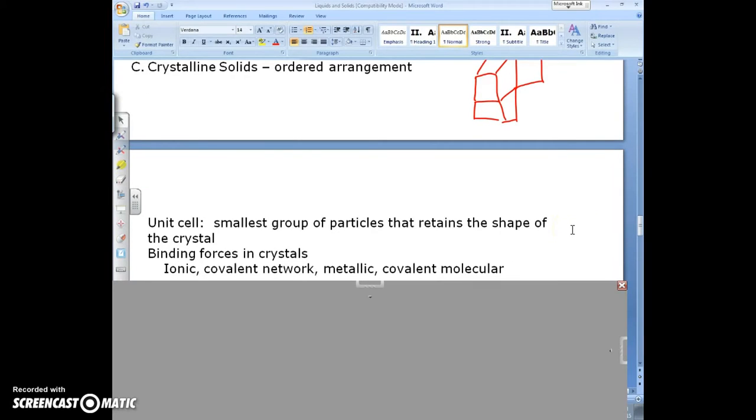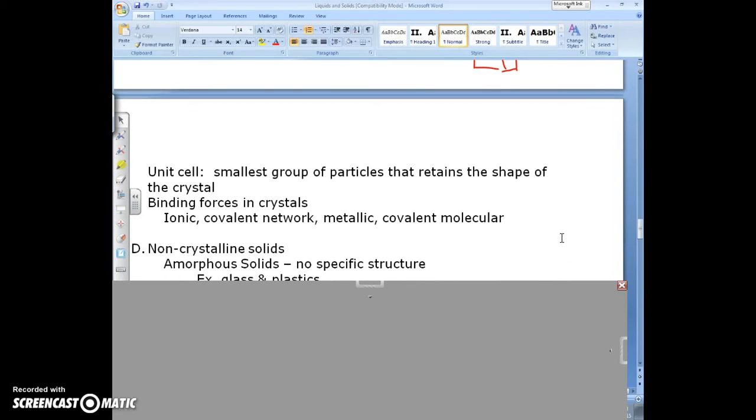Binding forces in crystals. We can have ionic crystals like salt crystals. We could have covalent network crystals like diamonds. We could have metallic crystals. You saw those being formed when we did that single replacement reaction where we were precipitating silver. And we can have covalent molecular crystals like sugar crystals. So lots of different crystals, but they do have that regular shape, and they do have that unit cell, that shape repeated over and over again.